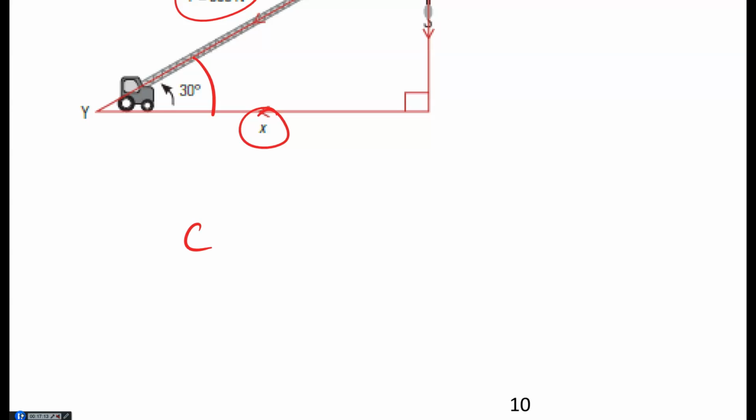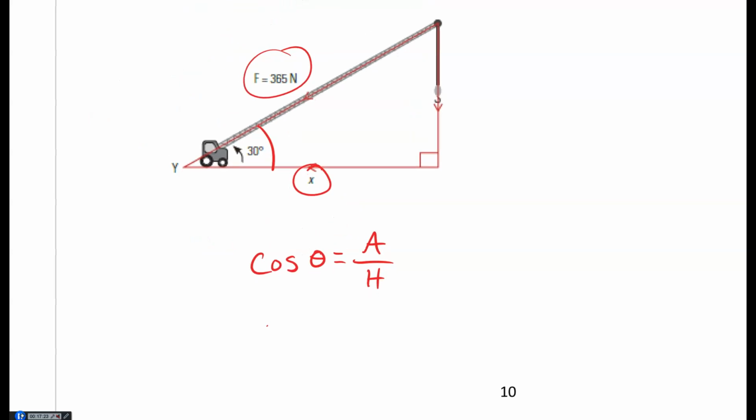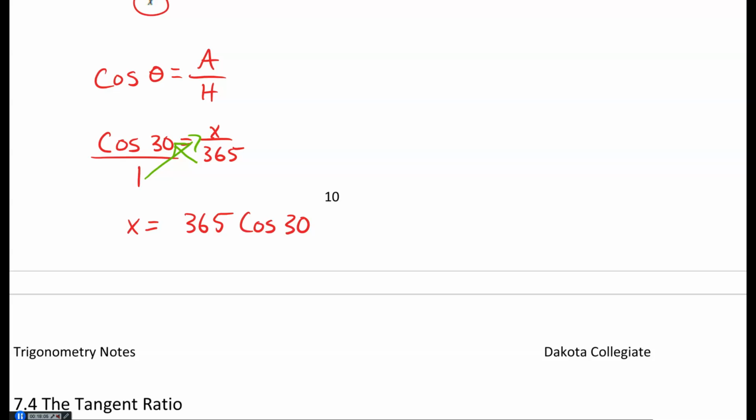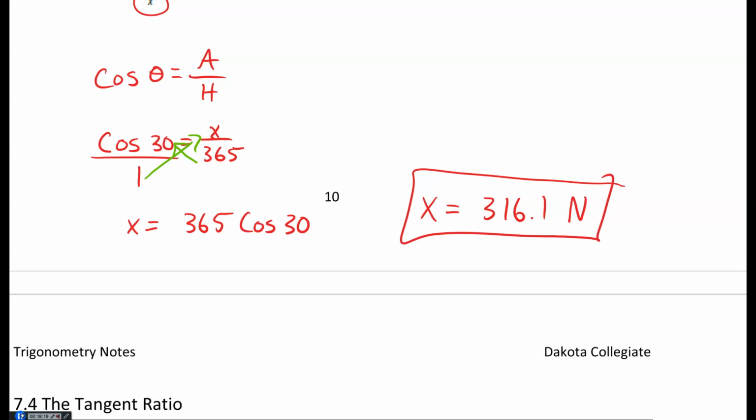So we have to solve using cos. We have cos theta equals adjacent over hypotenuse. Well, going by the information we have, cos and an angle of 30 degrees is equal to adjacent over hypotenuse. Currently, our adjacent is x, so we don't know what x is, but we do know our hypotenuse, which is 365 newtons. Now, remember, this is all over 1, so we can do our cross multiplication. And because our variable is on top here, we can do x equaling 365 multiplied by cos 30. Now, by multiplying that, we should find out that x is equal to 316.1, and our unit is newtons. So we're going to have 316.1 newtons applied horizontally here.